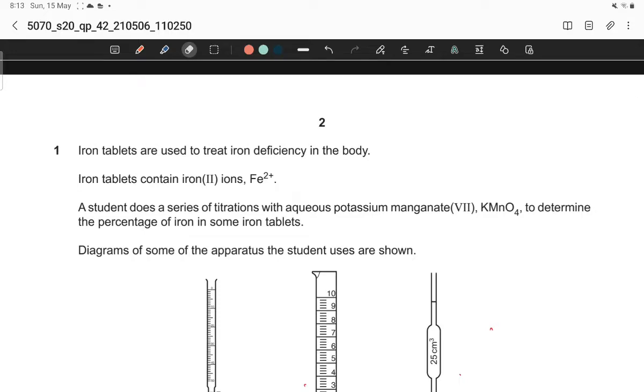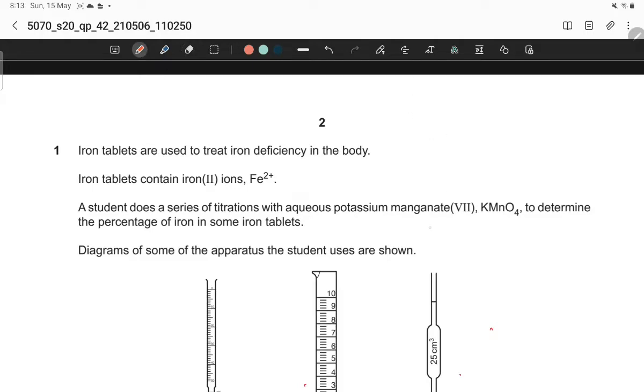Question number 1. Iron tablets are used to treat iron deficiency in the body. Iron tablets contain iron 2 ions. A student does a series of titrations with aqueous potassium manganate to determine the percentage of iron in some iron tablets. Diagrams of some of the apparatus the student uses are shown.